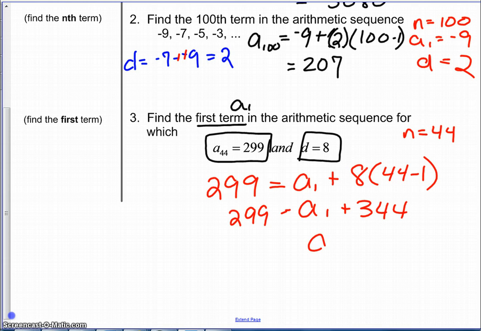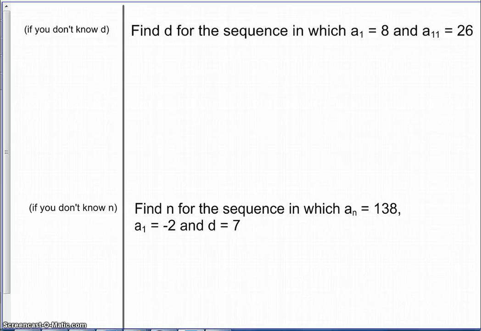I'm going to subtract 344 from both sides, and I get negative 45. So our first term had to be negative 45 if every time we added 8, added 8, added 8, on the 44th time we got 299. Sorry about that.